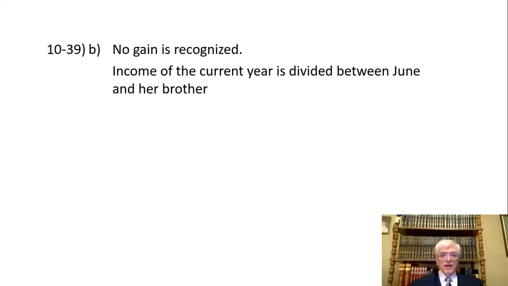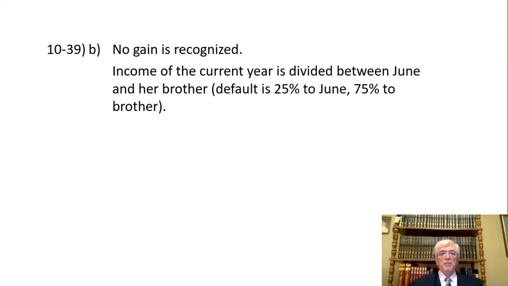Letter B. Instead, assume that June dies on April 1st of the current year. June's brother immediately takes June's place in the partnership. No gain is recognized. Income of the current year will be divided between June and her brother, probably 25% to June, 75% to the brother. That will be the default for any income earned evenly throughout the year. If there was some large transaction at one particular point in time, well, then who was the partner at that point in time? Was it June or was it her brother?